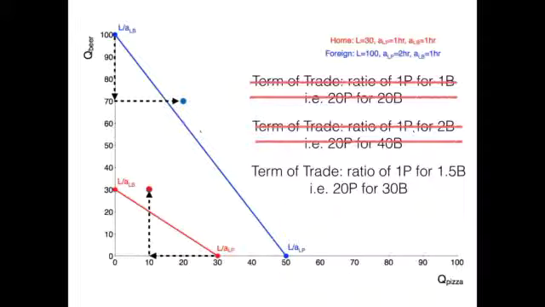I gave you a term of trade that was equivalent to the opportunity cost of production in the foreign country, and they did not benefit while the benefits accrued to the home country. So if you have a term of trade that falls between the 2 opportunity costs, both of these countries will benefit from specialization and trade.